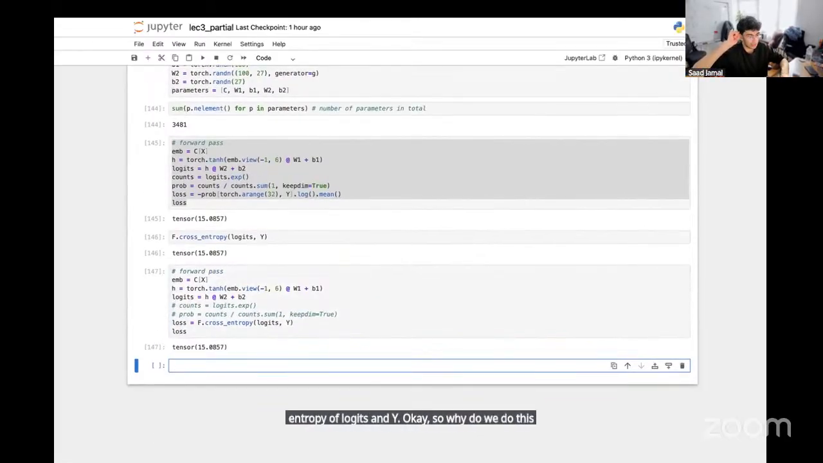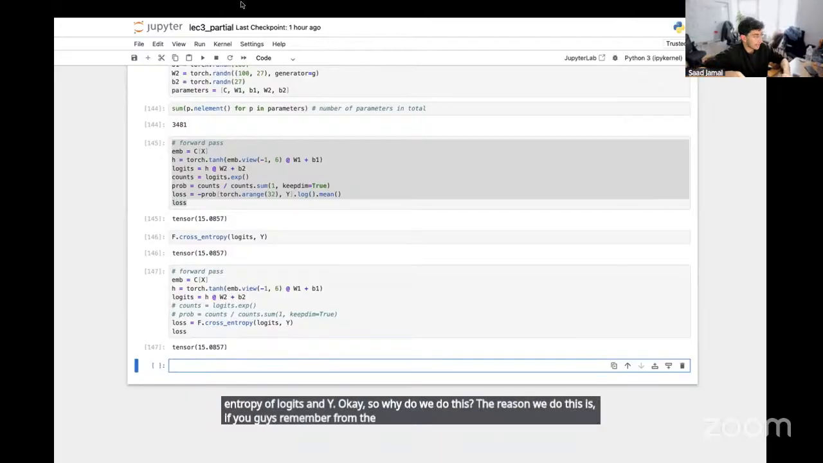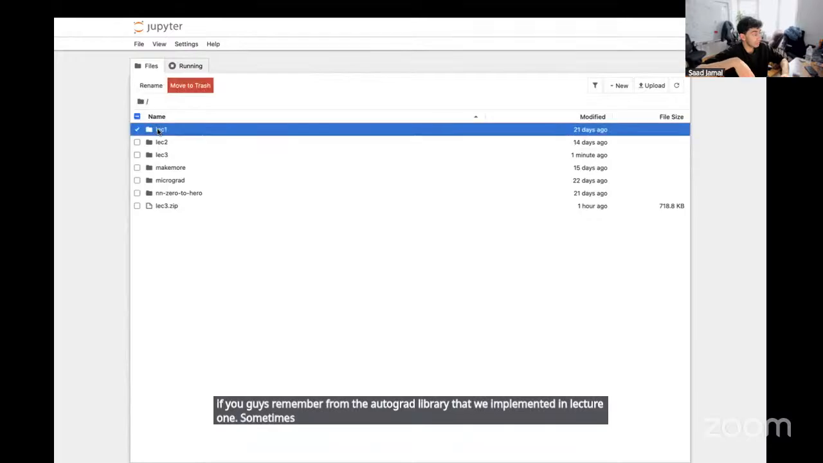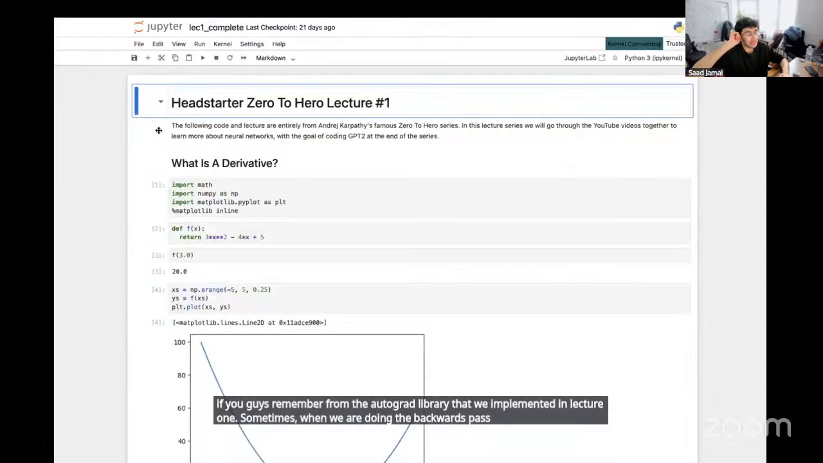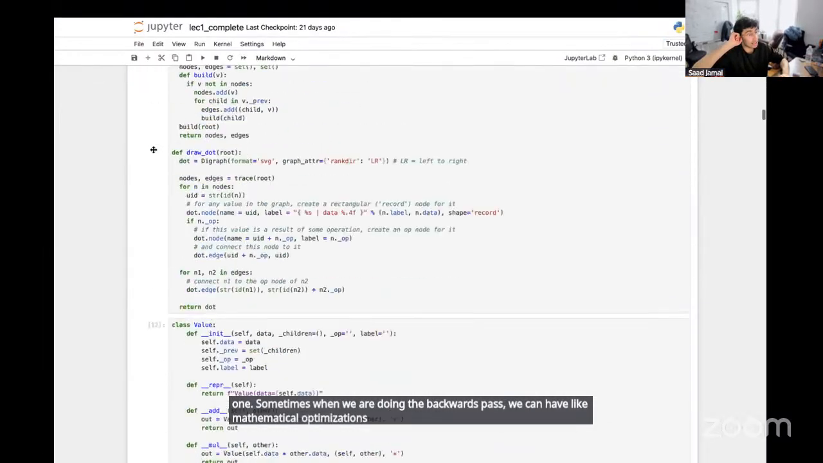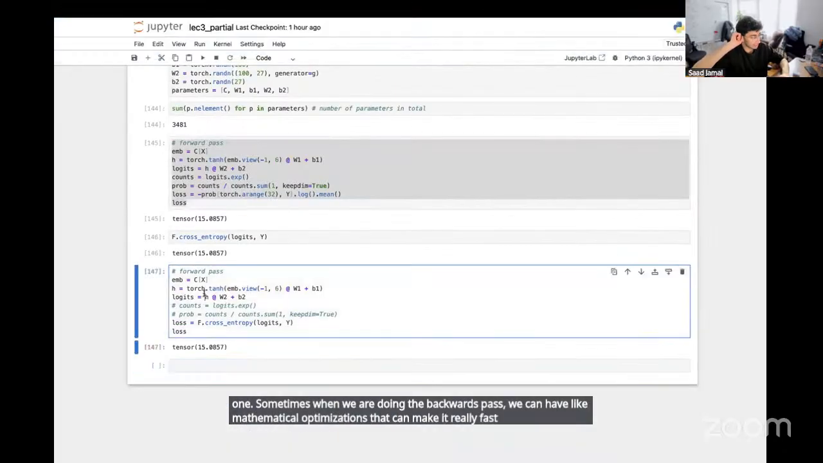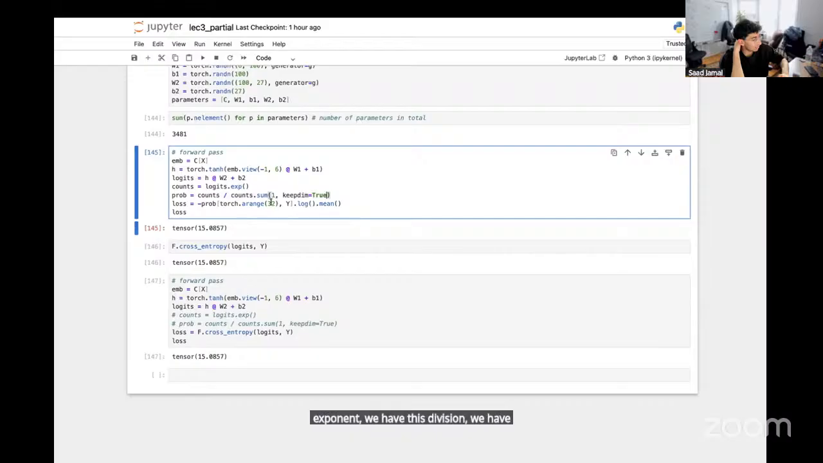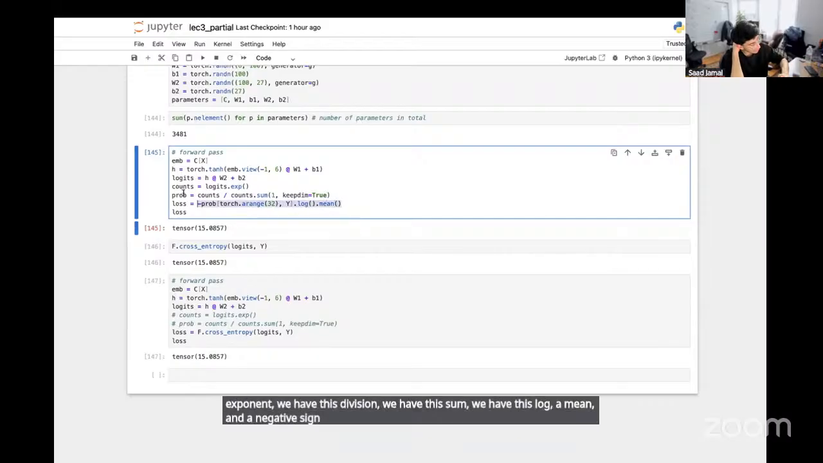The reason we do this is, if you remember from the AutoGrad library that we implemented in lecture 1, sometimes when we are doing the backwards pass, we can have mathematical optimizations that make it really fast. Right now, when we do our backwards pass on our loss, we have this exponent, this division, this sum, this log, a mean, and a negative sign. Yes, we can do backpropagation of this, but our computational graph is so big.